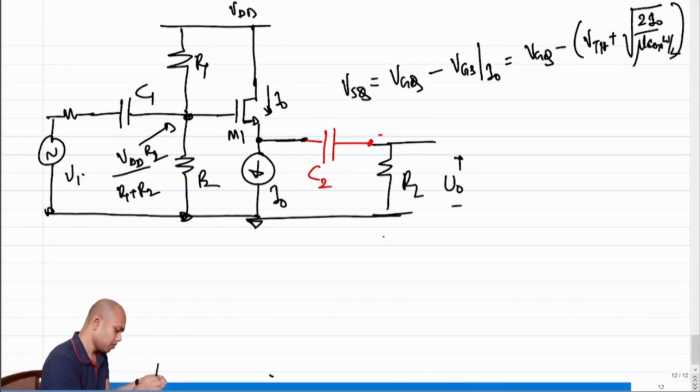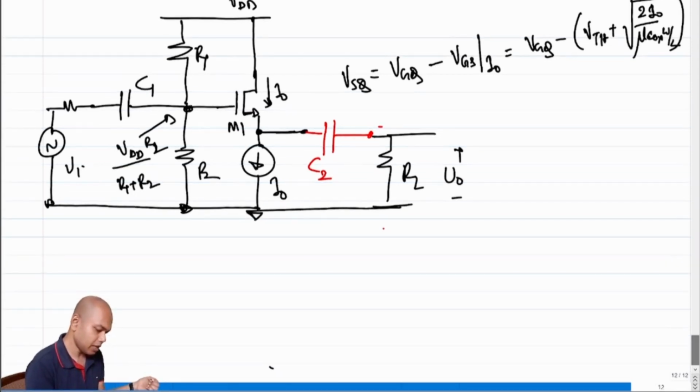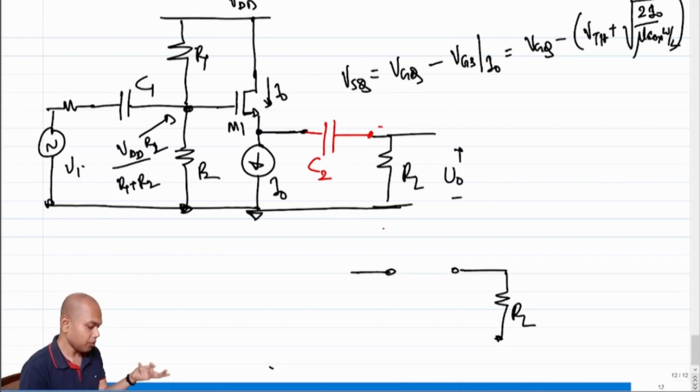So now what should I do? I should again find out the Thevenin impedance looking at both the terminals of the capacitor. So what will be the Thevenin impedance? This is the capacitor terminal here, and I am trying to figure out the Thevenin impedance. So one side is RL. What is the other side? On the other side, I have the transistor.